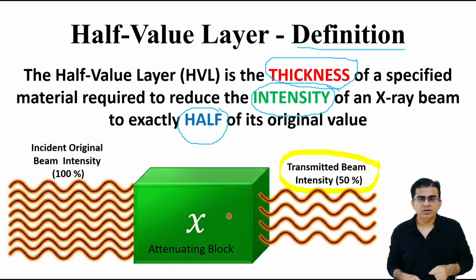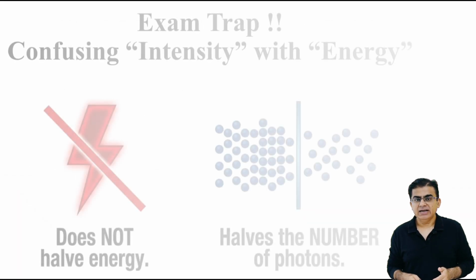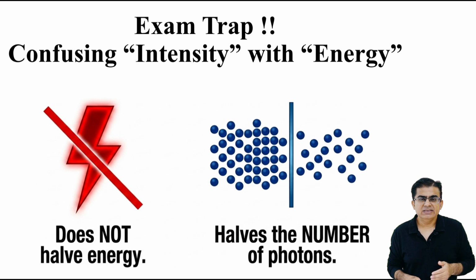The second very important word is intensity. Understanding what intensity actually means in this specific context is extremely crucial. It forms the absolute foundation of this topic and will directly protect you from very common exam traps. This could be a major exam trap for you. This is exactly where many students make very common mistakes in their physics exams or viva.